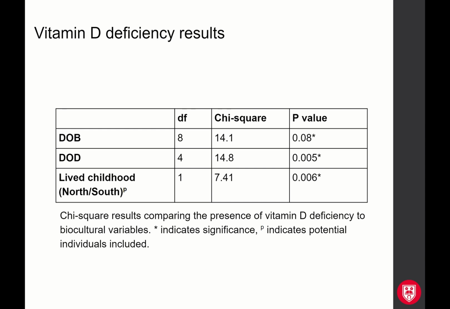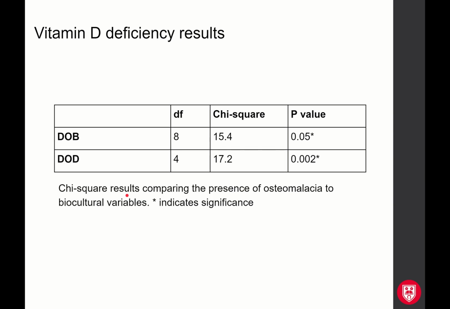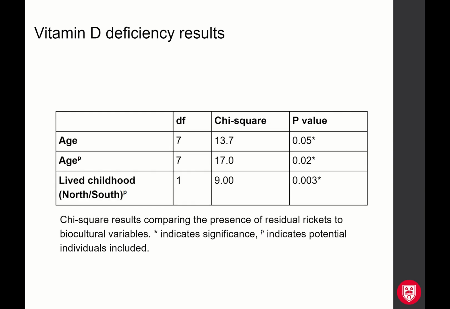Others that did have some significance, if I looked at vitamin D deficiency as a whole: date of birth, date of death, and where they lived their childhood, when I included my potential individuals, was statistically significant. If I looked at osteomalacia on its own, only date of birth and date of death were significant. When I used residual rickets, only age, potentials included with age, and then lived childhood with potentials included were statistically significant.